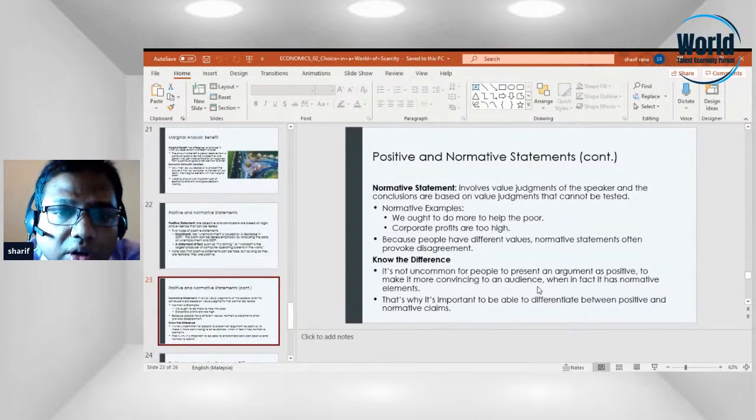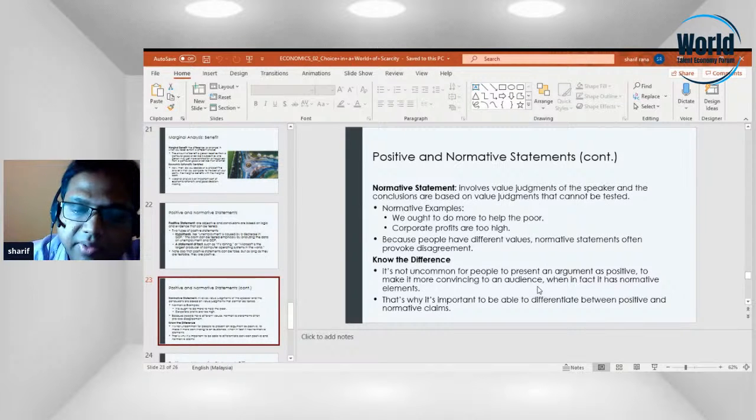Know the difference. It's not uncommon for people to present an argument as positive to make it more convincing to an audience when in fact it has a normative element. That's why it is important to be able to tell the difference between positive and normative claims.